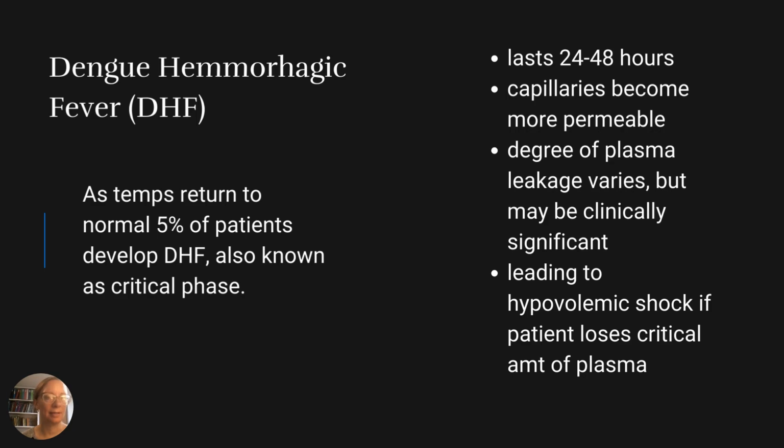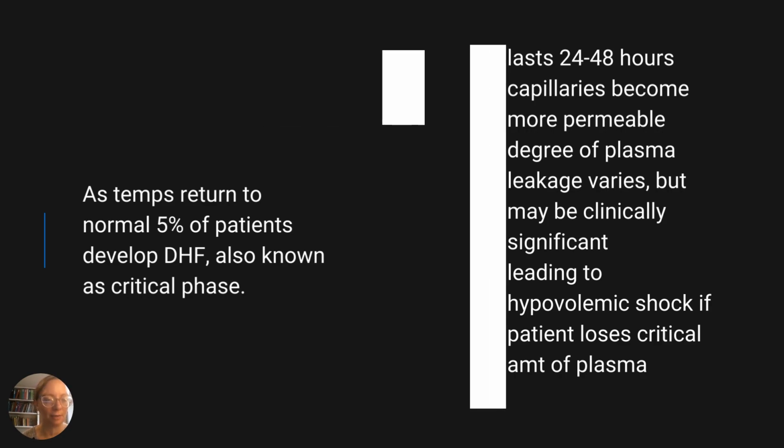It can progress to dengue hemorrhagic fever. So as temps return to normal, about 5% of patients develop dengue hemorrhagic fever, also known as the critical phase. It lasts about 24 to 48 hours, and it's a phase where the capillaries become more permeable. The degree of plasma leakage varies, but it can be clinically significant, leading to hypovolemic shock if the patient loses a critical amount of plasma.